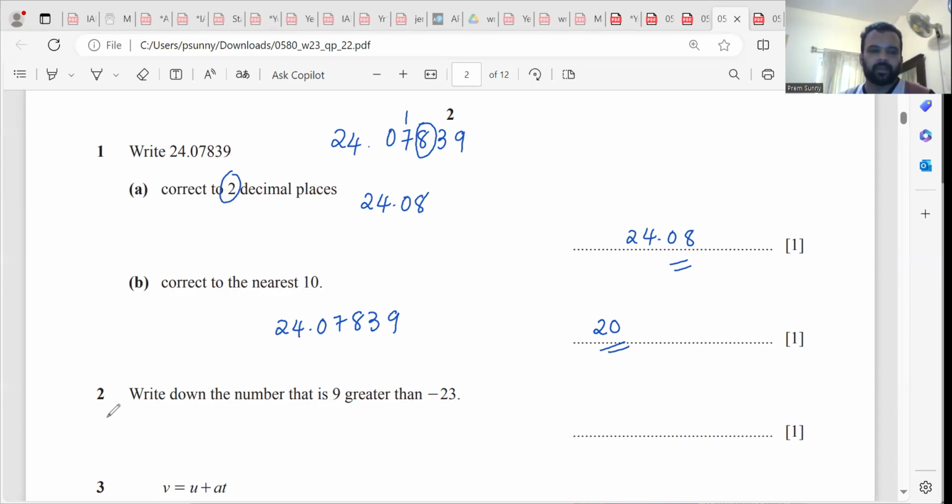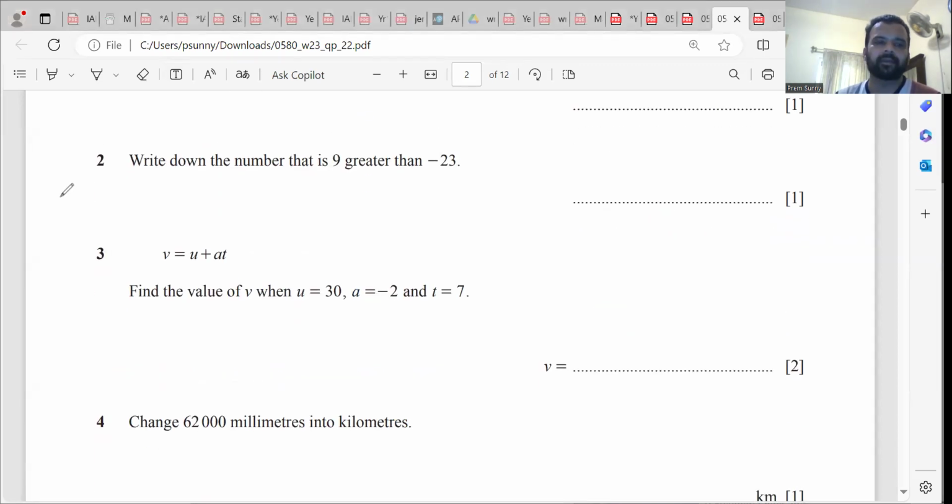Now here, question 2, we have write down the number that is 9 greater than minus 23. So 9 greater than minus 23 means it is minus 23 plus 9. Minus 23 plus 9 is minus 14. So minus 14 will be our final answer. That was also a 1 mark question.